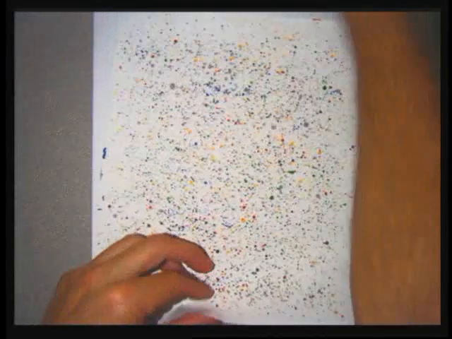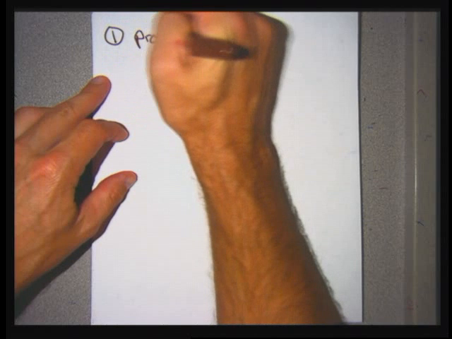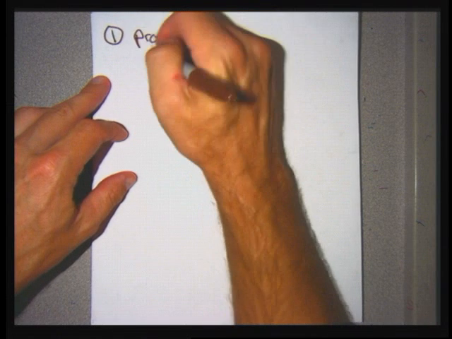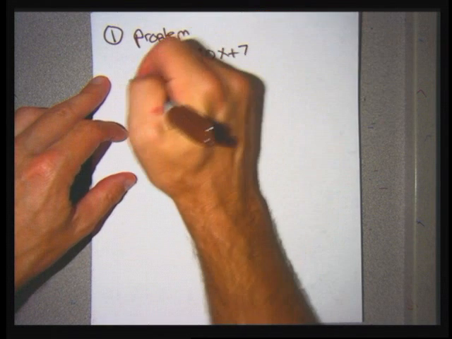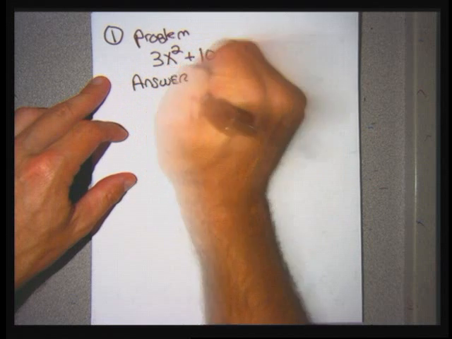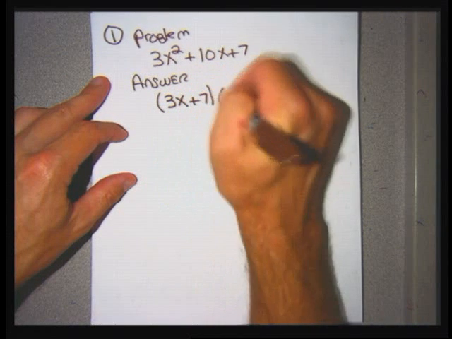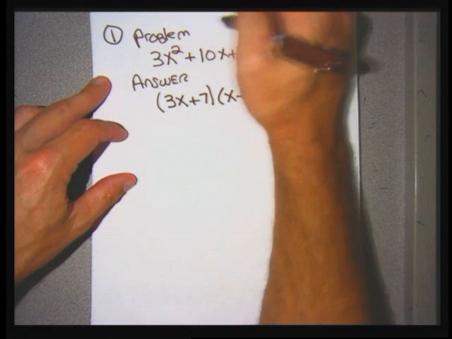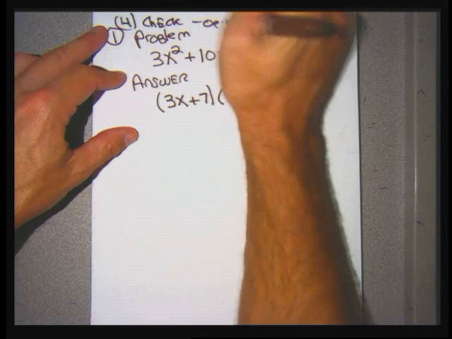I'm going to go ahead and check this. That's a step 4 that I don't generally always do, but if I have the time, then anytime you factor, you can check. So the original problem for number 1 is 3x squared plus 10x plus 7. And my answer, I claimed that this equals 3x plus 7 times x plus 1. And this is the checking part. So this is step 4. Check. And this is optional, but it's not a bad idea to do.